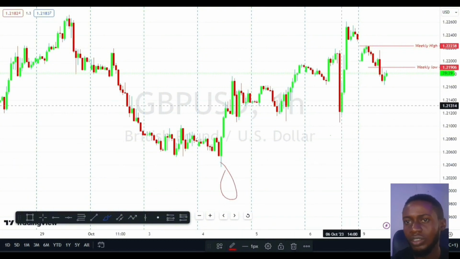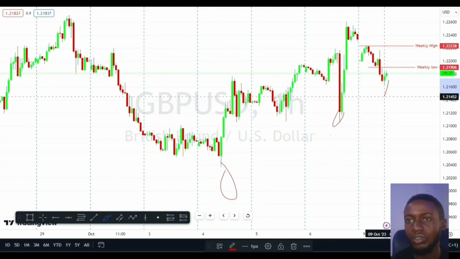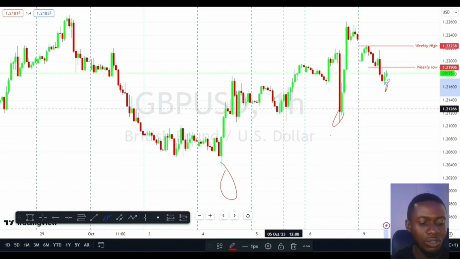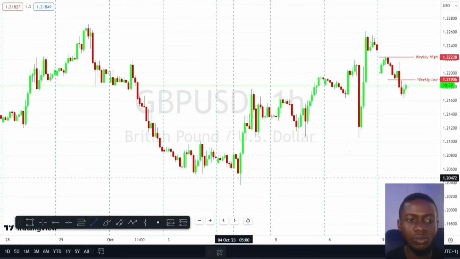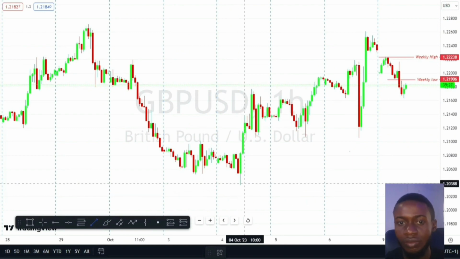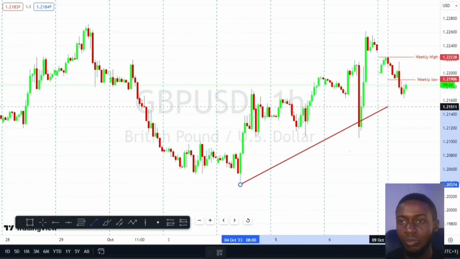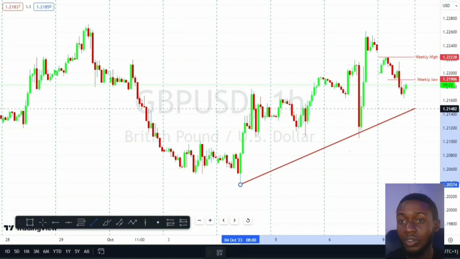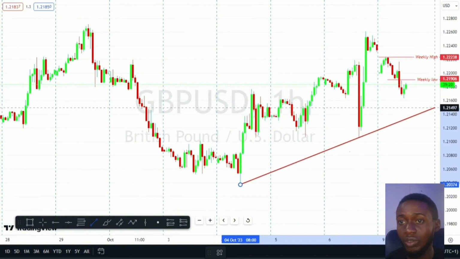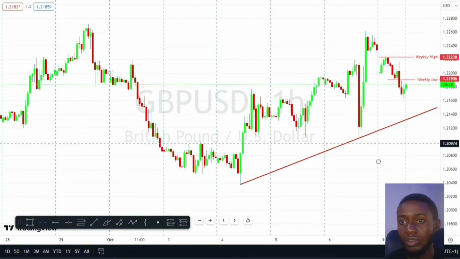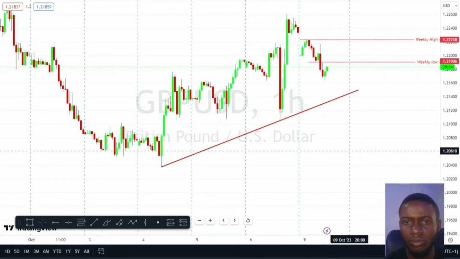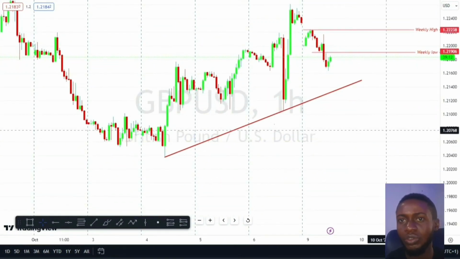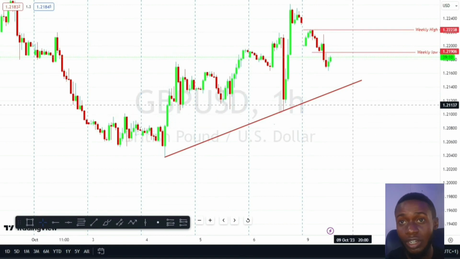The touch here, also see another touch here coming off here. So I'm going to take my trend line to pick this level. I connect this one here, draw it, I connect it with this one, and straight down. That's my overall trend for the week. That's what I'll be looking at.